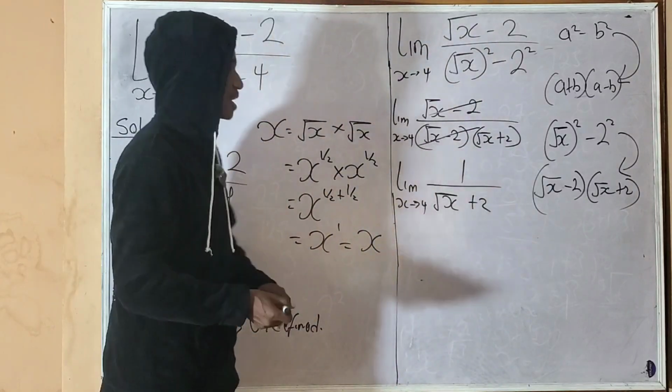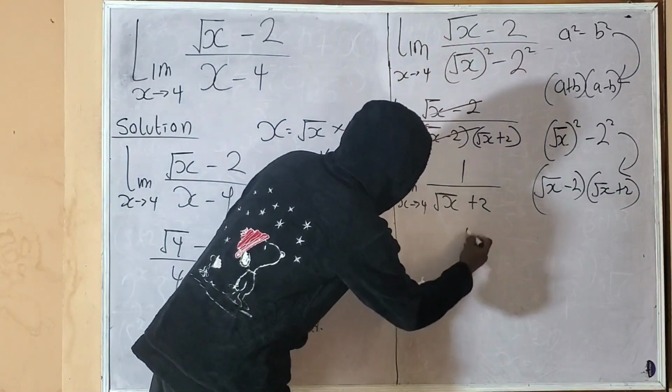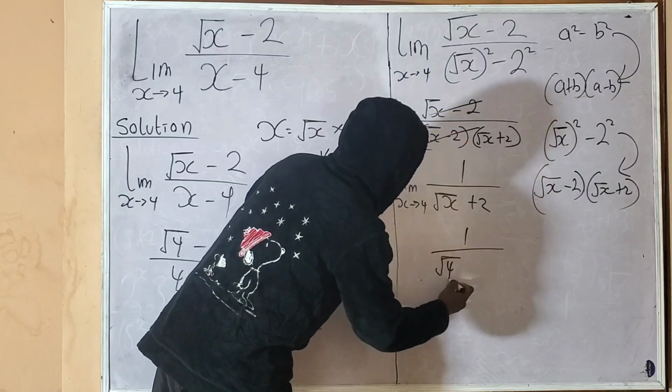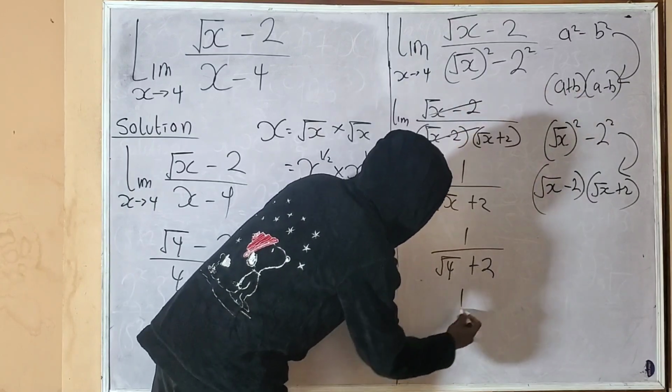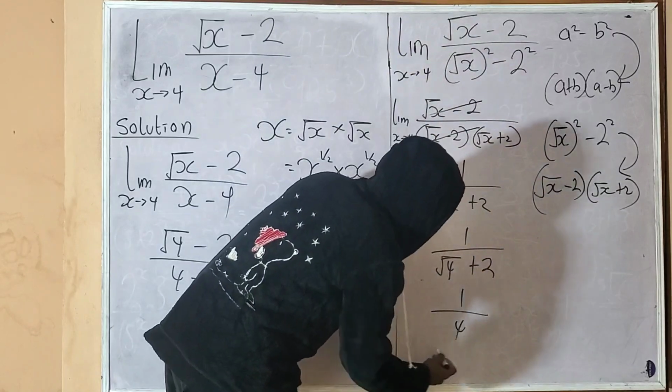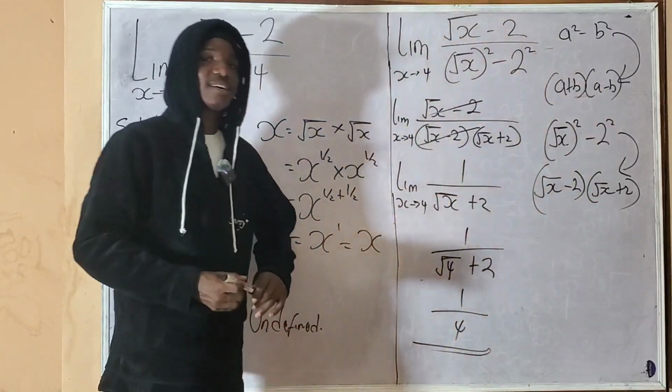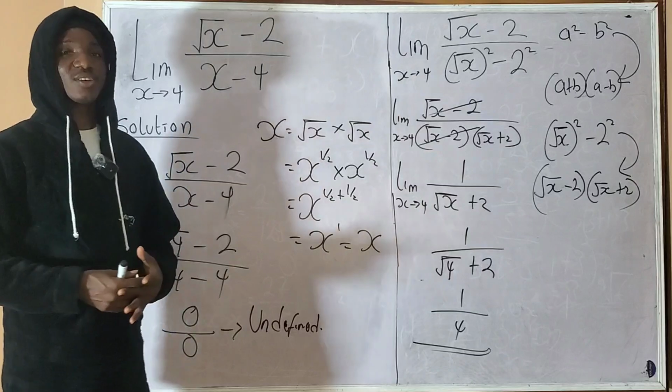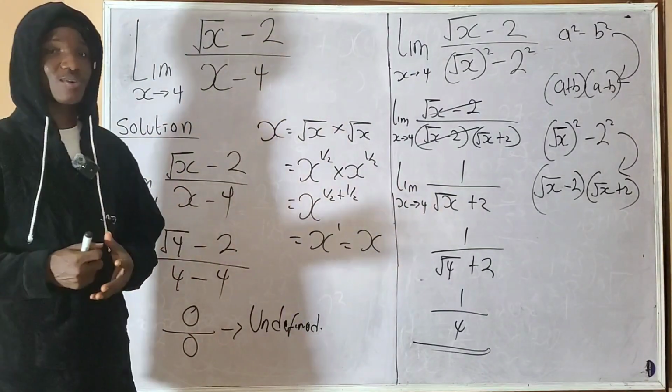Now, replace the value of x as 4. What are we going to have? We're going to have 1 over square root of 4 plus 2. Square root of 4 is 2. 2 plus 2 is 4. So I'm going to have 1 over 4, which is the final answer. This is how to approach the question without using L'Hospital rule.